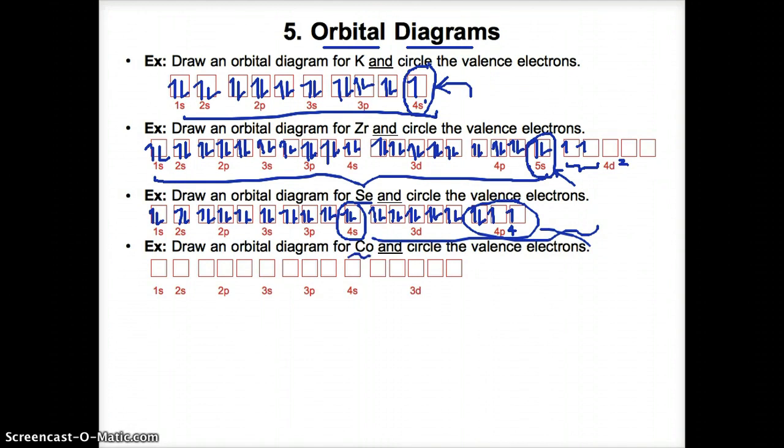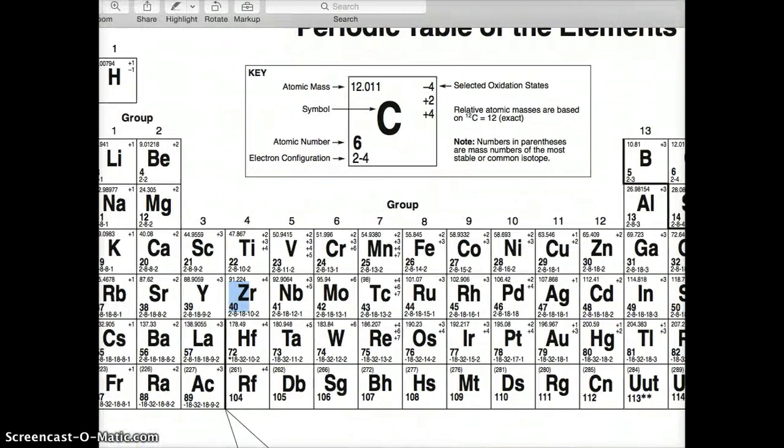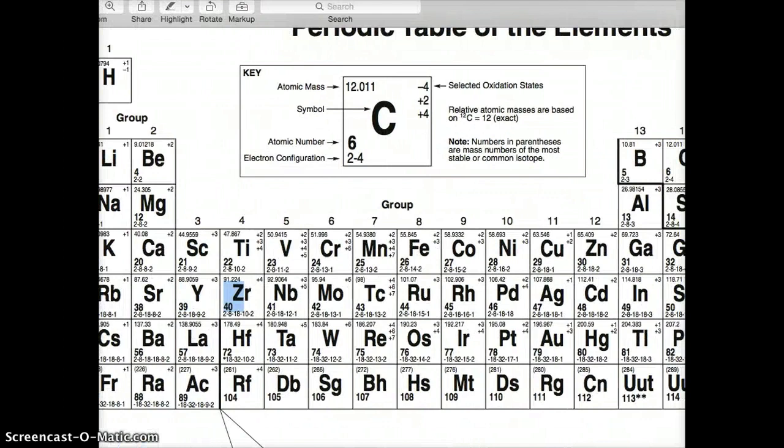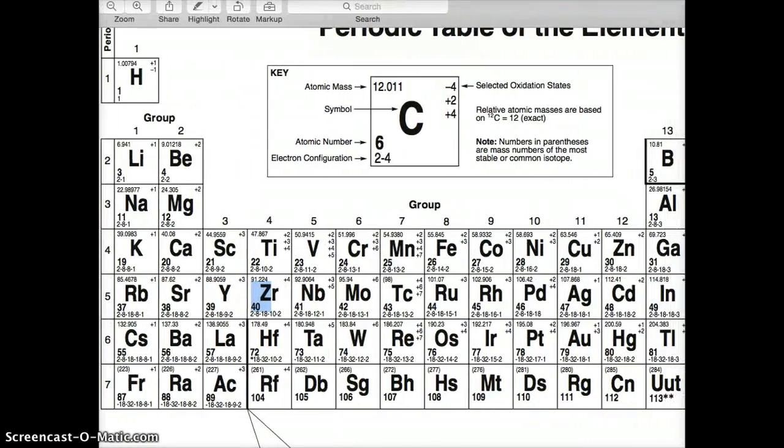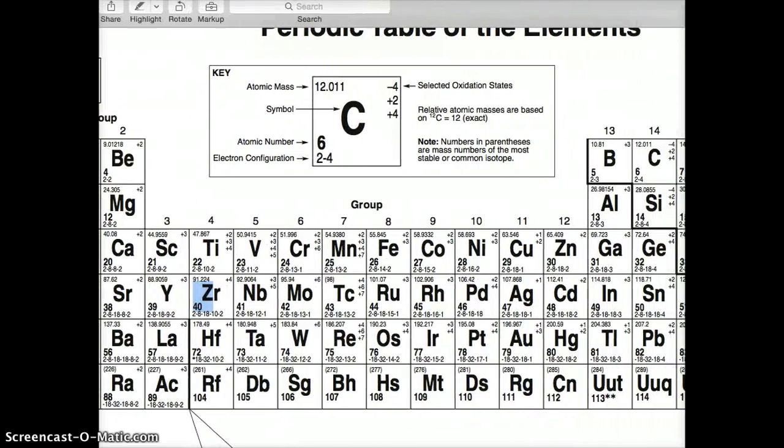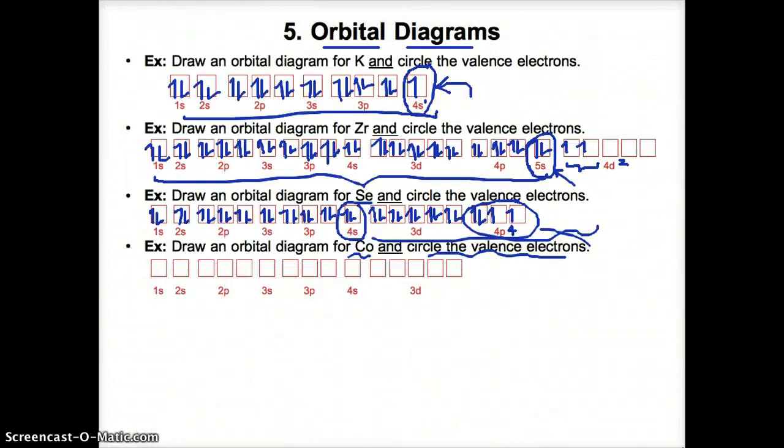For Co, if you check the subshell it's in and how many electrons go in, you count into the 3d subshell. Since it's in the 4th period, the principal quantum number 4 minus 1 is 3, and it's in the d block, so it's in the 3d block. How many is Co in? If you count, it's 1, 2, 3, 4, 5, 6, 7. So you have 3d7 in here.